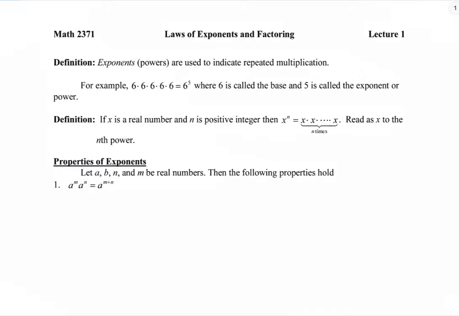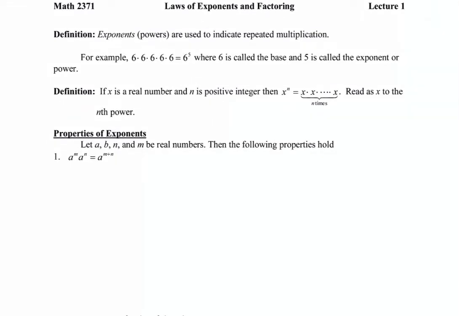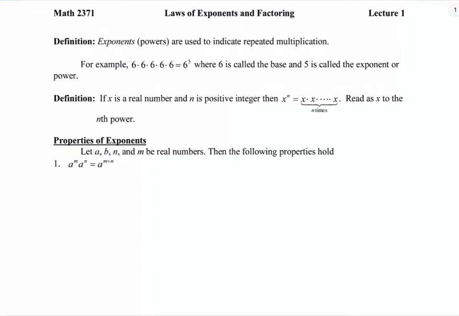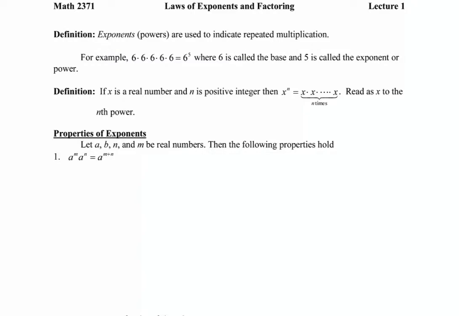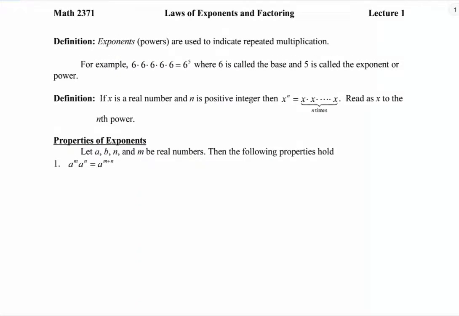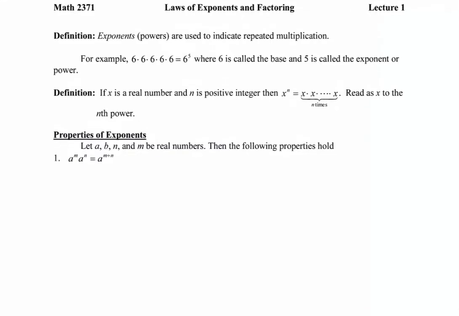So, for example, say that I have, what does it mean to say x to the 6th or 6 to the 5th? So that means 6 times 6 times 6 times 6 times 6, 5 times. So that is 6 to the 5th, all right? And we call the base 6.